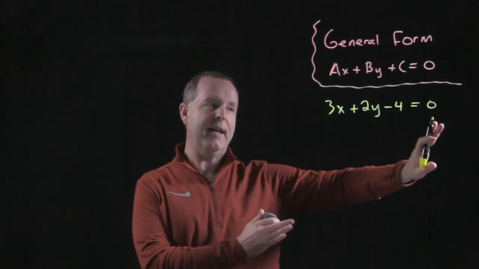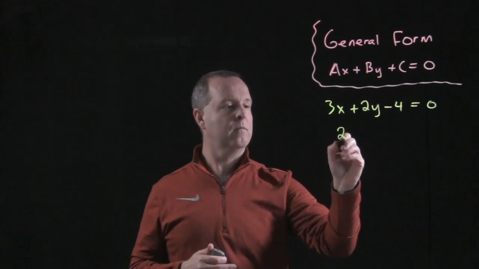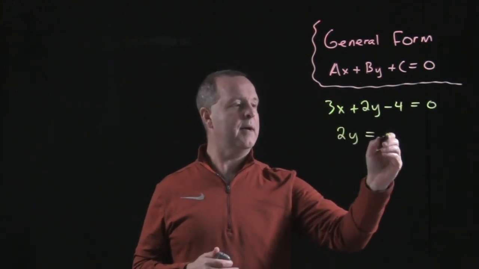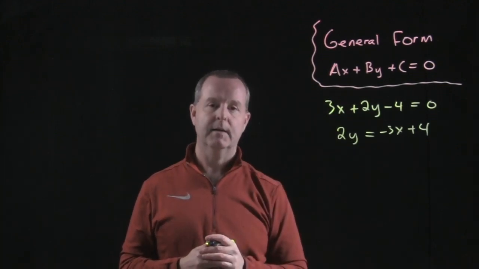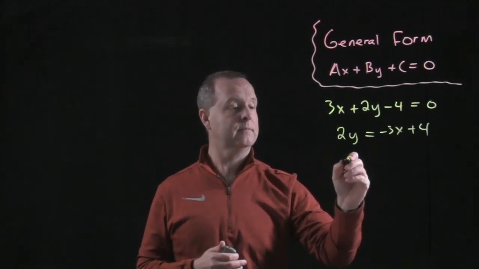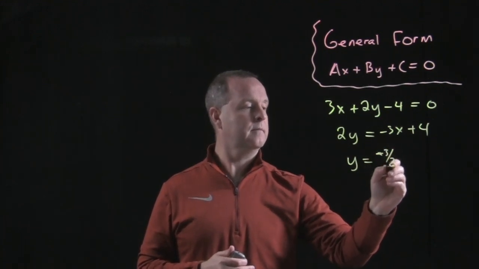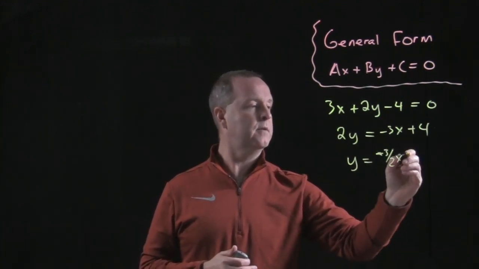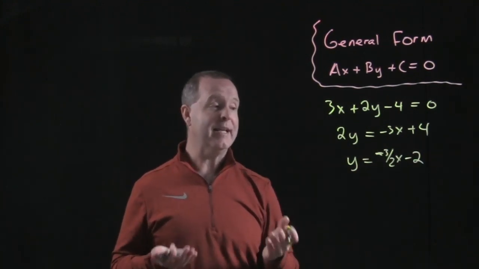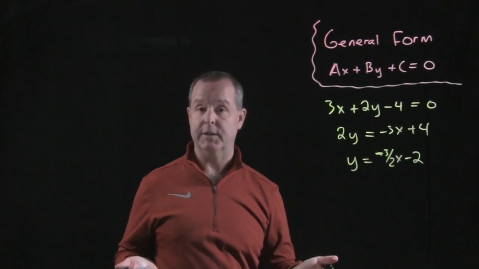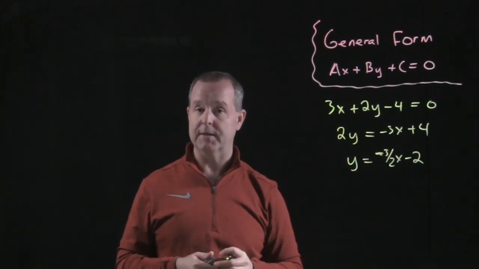Let's move everything to the other side that's not a y. So that becomes a negative 3x plus a 4. Divide everything by 2. Whoops, sorry, that's ugly. Divide by 2. So I have y equals negative 3 halves x minus 2. And there we have this line written in slope-intercept form.